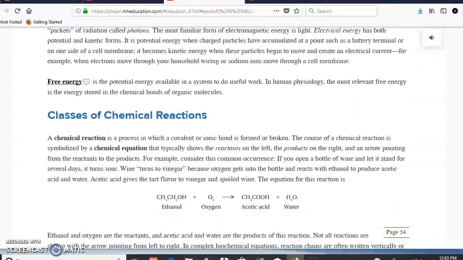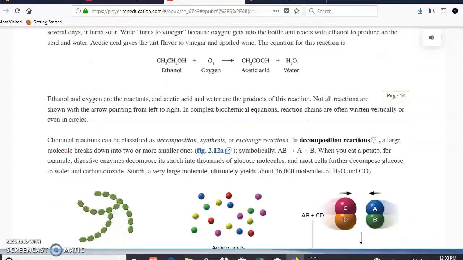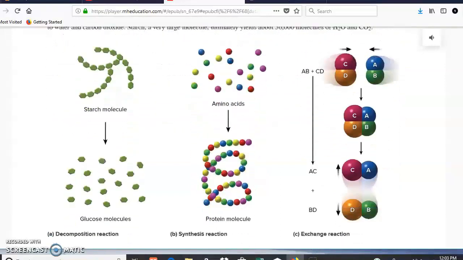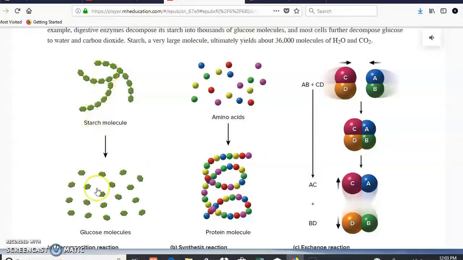If we scroll down, we have classes of chemical reactions. What type of chemical reactions do we have? We have decomposition reactions, for example, which are going to be reactions that break down things, and building reactions, which are going to be called synthesis reactions. So when you have something big, you get little things: decomposition reaction. When you have little things and you build something bigger: synthesis reactions. Now, these chemical reactions can be reversible, meaning they can come from here to here, and from here go back into these two different substances again. So you have reversible reactions.